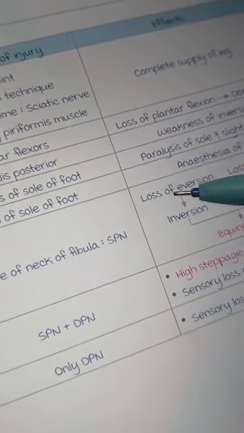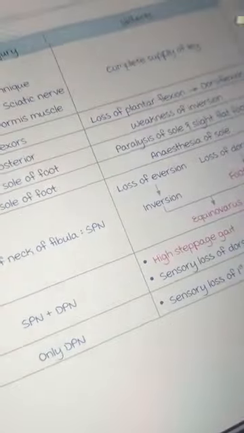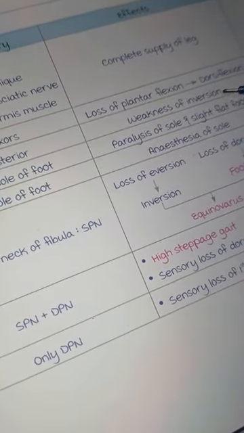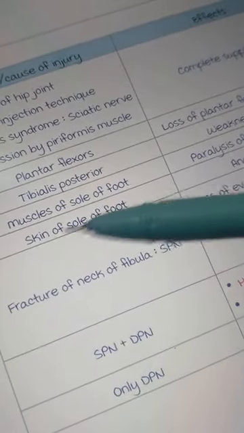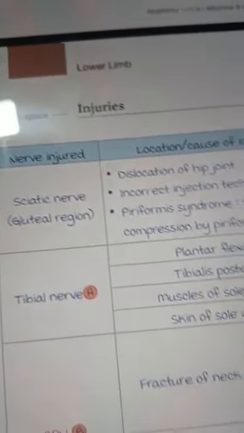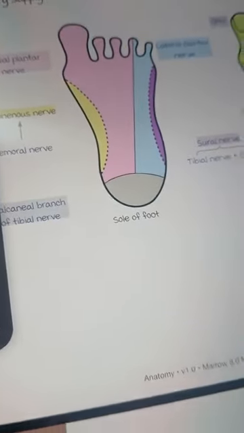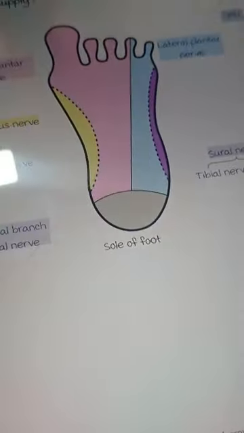Muscles of the sole of foot, paralysis of sole, and slight flat foot. This flat foot is also called pes planus. And then what we have is the skin of the sole of foot, anesthesia of the sole of foot. So tell me, if tibial nerve gets injured, what part will be anesthetized? See these diagrams and tell.